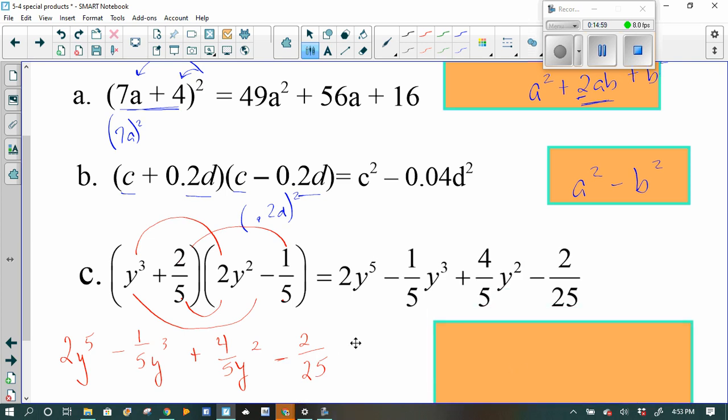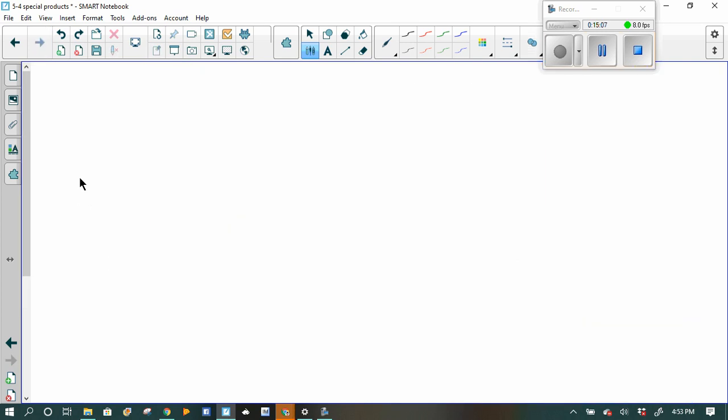So just use the rules from chapter 1, chapter 2 when you're doing your fractions. All right, and that is it.